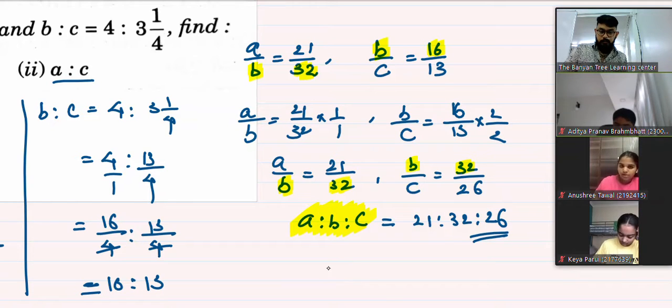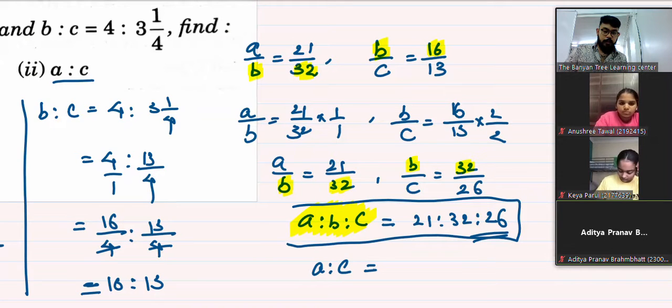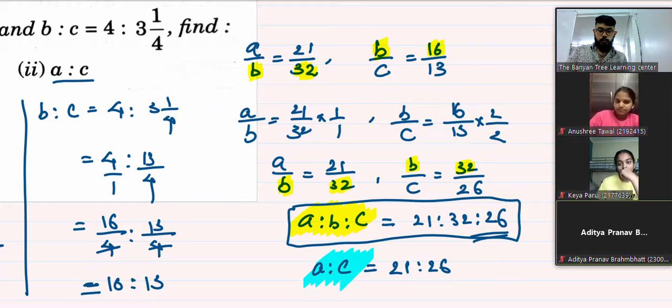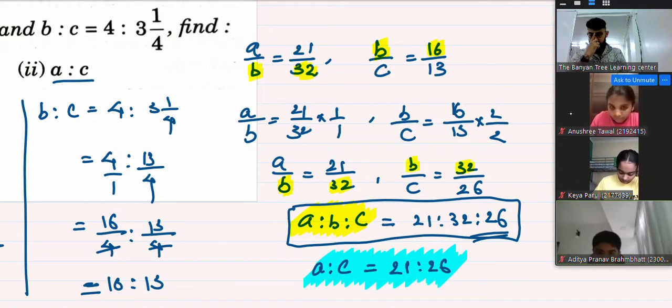And what about the last one? We have to find a is to c. Very easy. Once you have got this one, remove the middle term directly, so you will get 21 is to 26. That's it. You get 21 is to 26. That's all. Okay, did you understand? This is easy, not difficult. The only thing is you should remember the techniques.